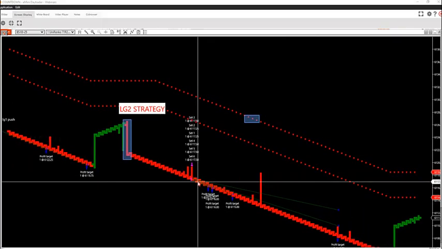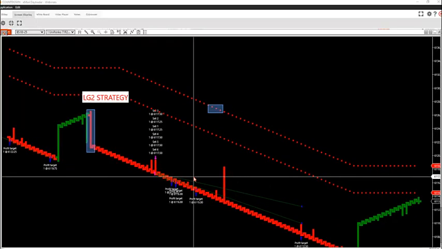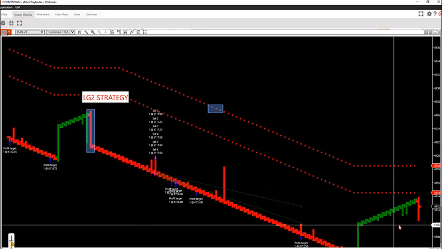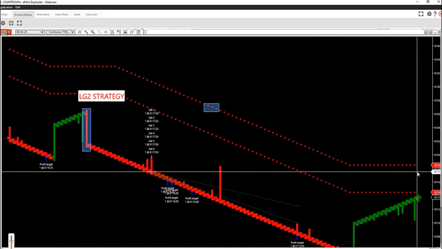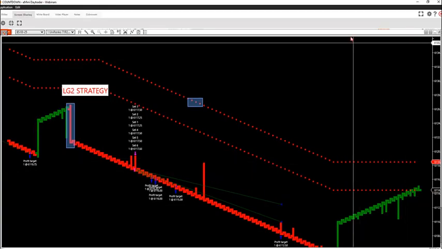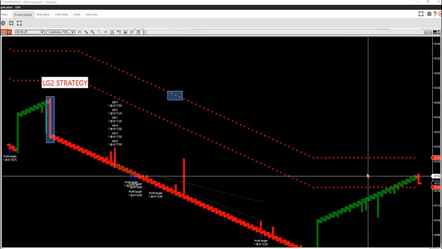So we clicked it on, and the first LG2 got in right there at this level, 61.17. The automated algorithm got it in, put your stops in, and put your targets in. Now what are we looking for here? As long as I don't break 18.5, I'm looking for another V-top.